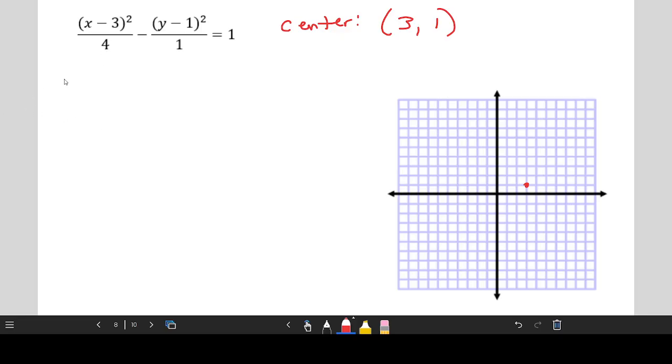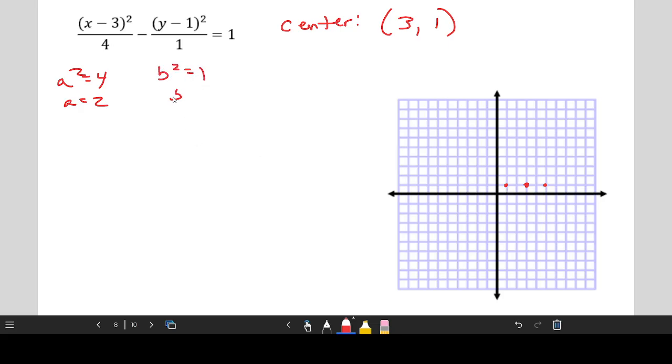A squared is always under the first term. A squared is 4, so A is 2. This is a horizontal distance because x is first, so we're going 2 units to the right of the center and 2 units to the left of the center to plot the vertices. So the vertices are at 1, 1 and 5, 1.